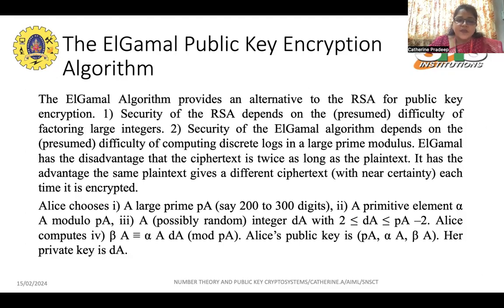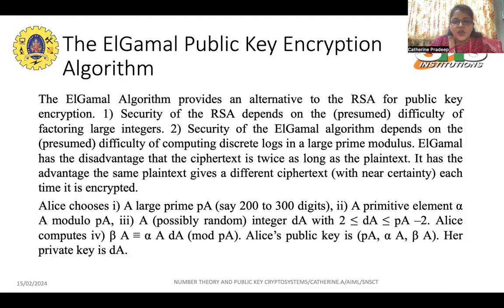In this algorithm, Alice chooses a large prime number PA, say 200 to 300 digits, and a primitive element alpha A modulo PA. She also picks a random integer DA which lies between 2 and PA minus 2. Alice computes beta A, which is congruent to alpha A to the power DA mod PA. Alice's public key is now PA, alpha A, beta A. Her private key is DA.